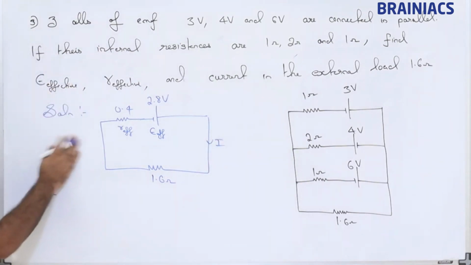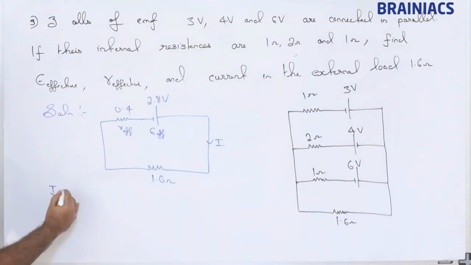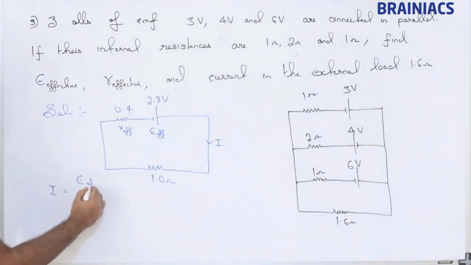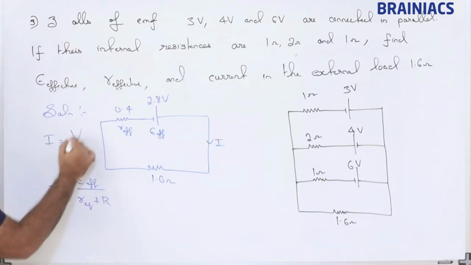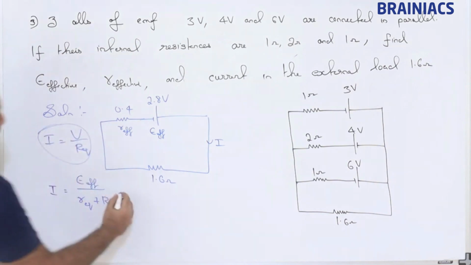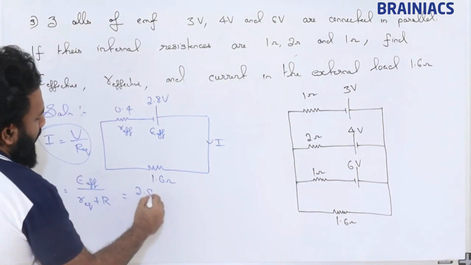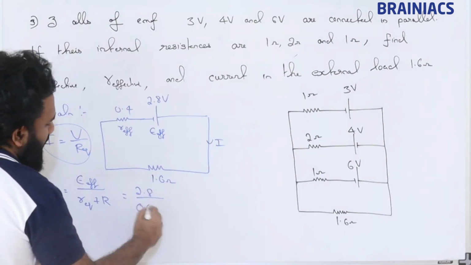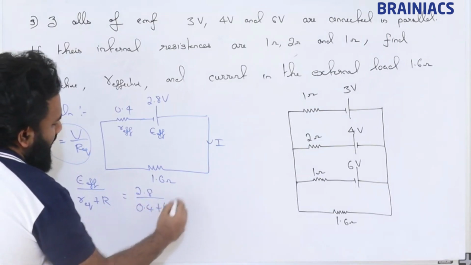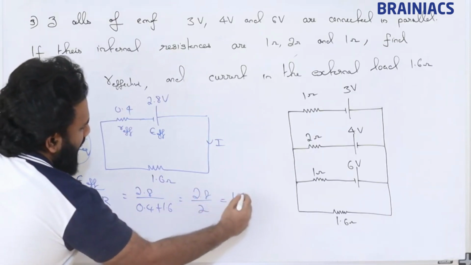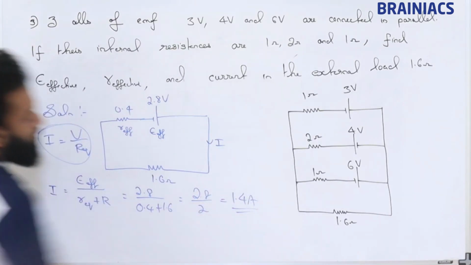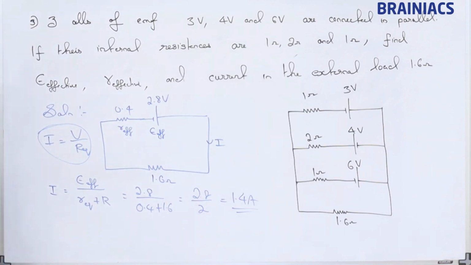So once we make the circuit into this form, it is easy to find. I is equal to E effective divided by R equivalent plus R. So E effective is how much? 2.8. This is going to be 0.4 and this is 1.6. So 2.8 divided by 2 we will be getting 1.4 ampere. So that is the current that is passing through the circuit.